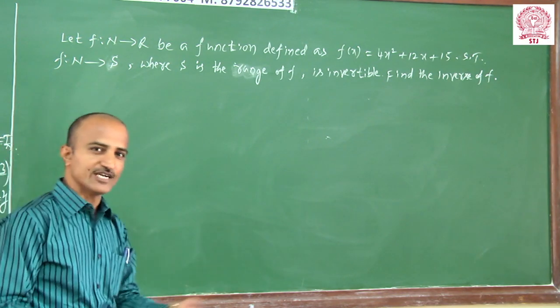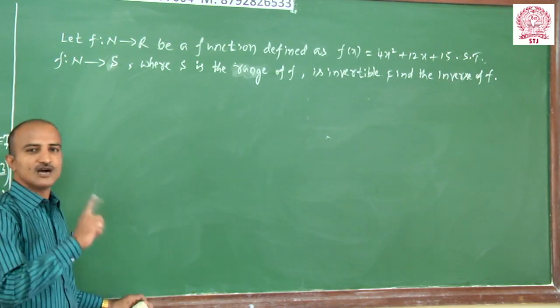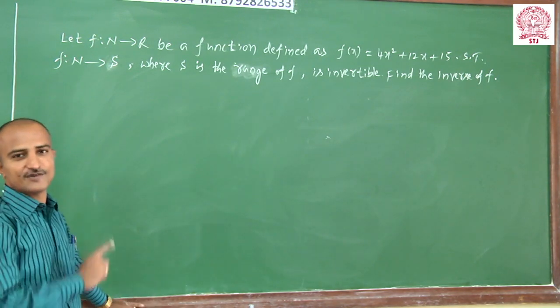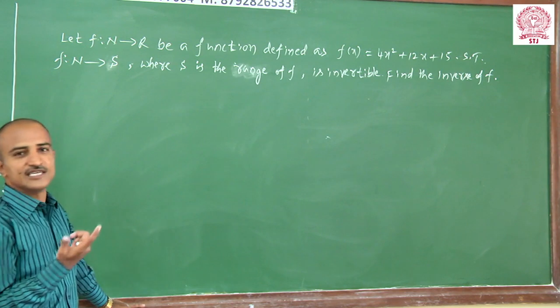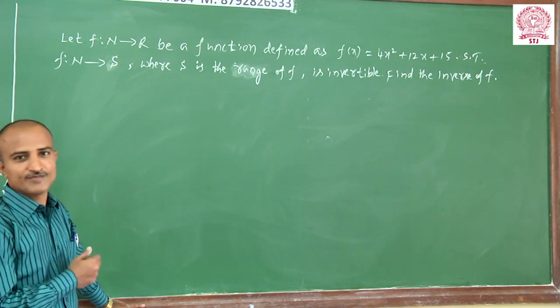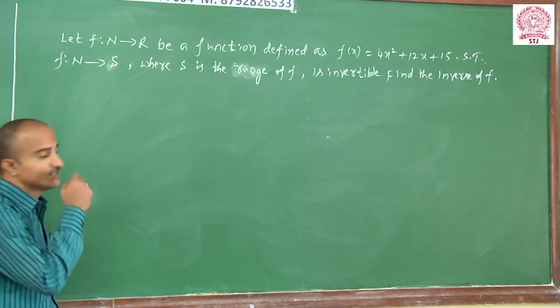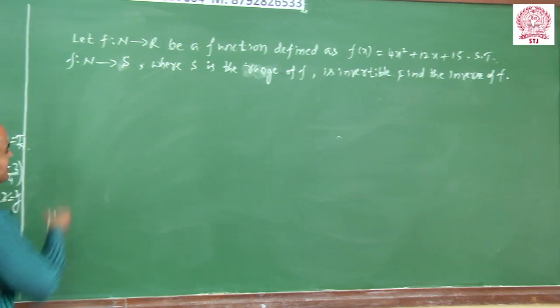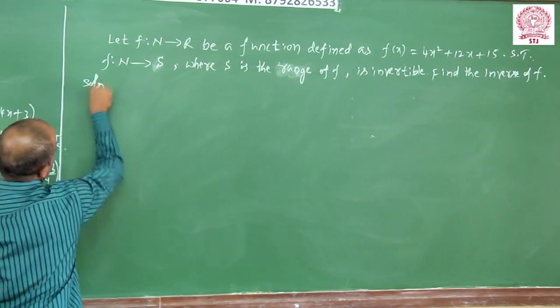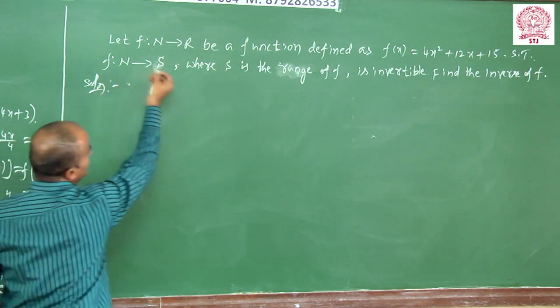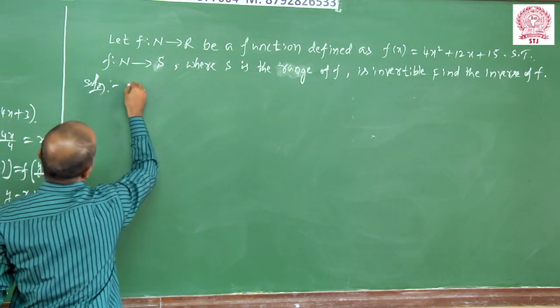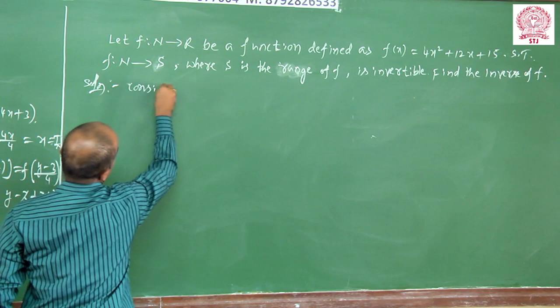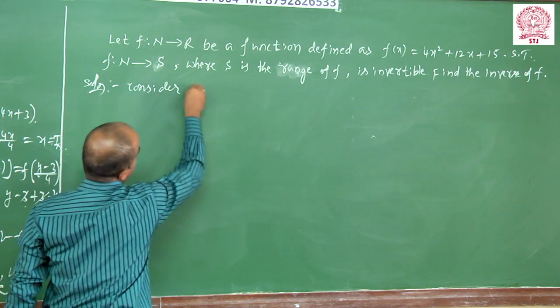To show that it is invertible, we need to show g∘f of x is x and f∘g of y is y, and then g will be the inverse of the given function. So before that, we need to define a function g. How to define g? Like in the previous problem, here we will take an arbitrary element.